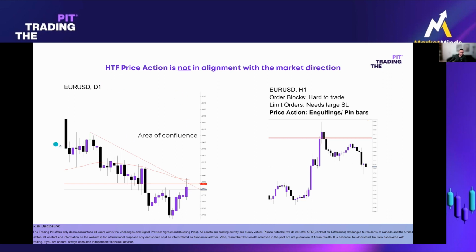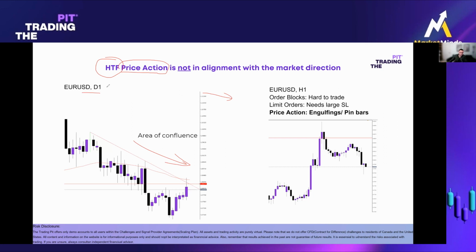the first time frame correlation is because there are two types of time frame correlation. Okay, the first type is when we identify that the higher time frame and the lower time frame, they are not in alignment. Or better to address it, the price action on the higher time frame is not in alignment with the market, with the current market direction. What do I mean by that?